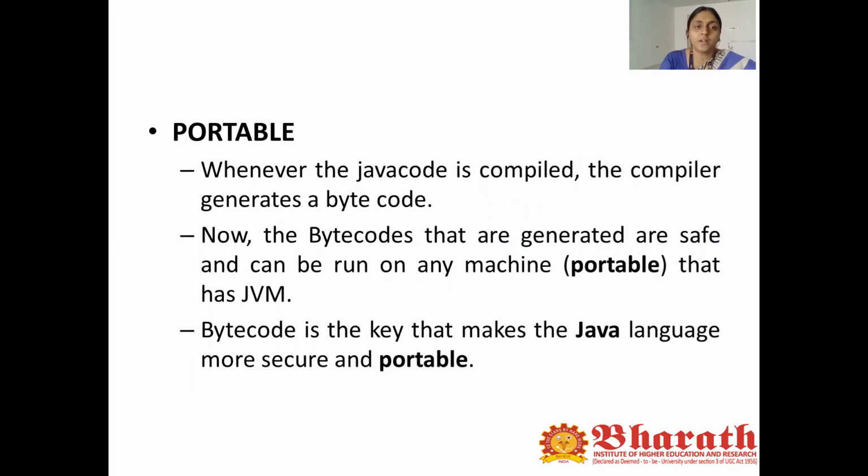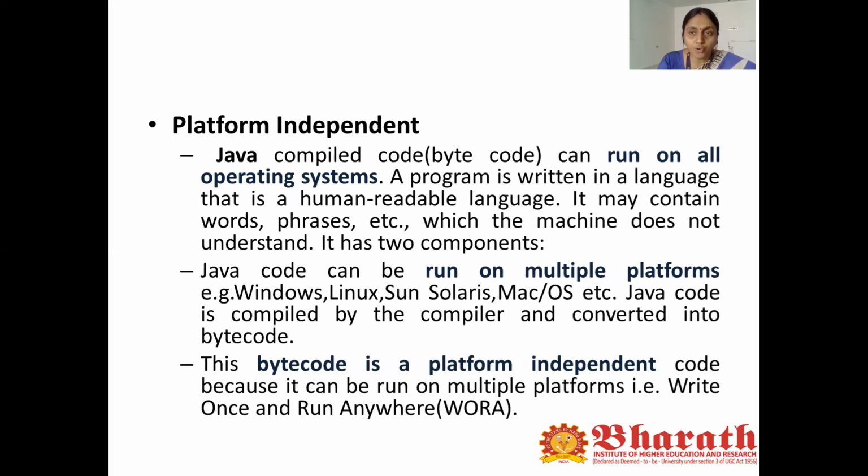And the next feature in Java is portable. Whenever the Java code is compiled, the compiler generates bytecode. The bytecode generated is safe and you can run it on any machine that has the Java virtual machine, because the Java virtual machine is responsible for executing the bytecode. So if any machine has the Java virtual machine, then you can run the code anywhere. And the bytecode is the key that makes the Java language more secure and portable. And the next feature is platform independent.